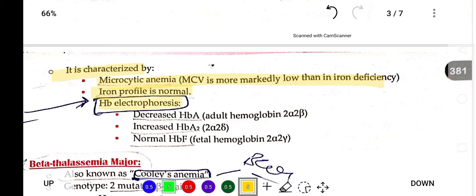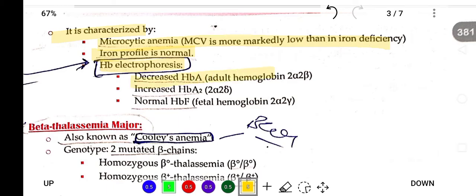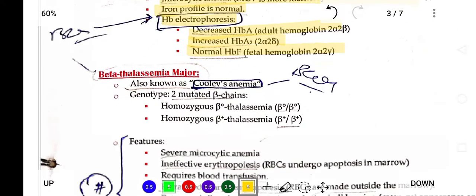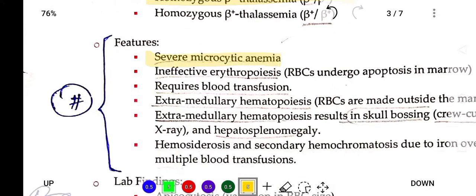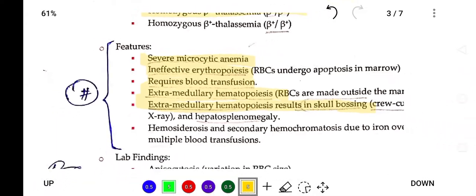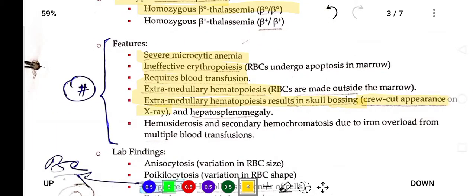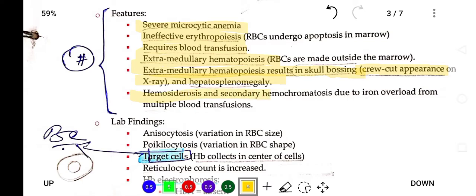Beta thalassemia major is characterized by microcytic anemia in which MCV is markedly lower than in iron deficiency anemia. Iron profile is normal. Hemoglobin electrophoresis shows decreased hemoglobin A, increased hemoglobin A2, and normal hemoglobin F. Beta thalassemia major is also known as Cooley's anemia. Features are severe microcytic anemia, ineffective erythropoiesis, requirement for blood transfusion, and extramedullary hematopoiesis. Extramedullary hematopoiesis results in skull bossing and crew cut appearance on X-ray, hepatomegaly, hemosiderosis, and multiple blood transfusions.